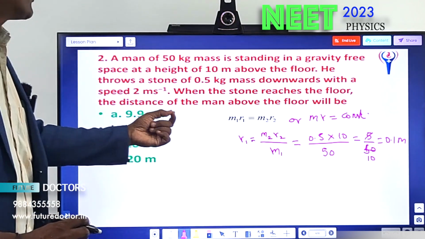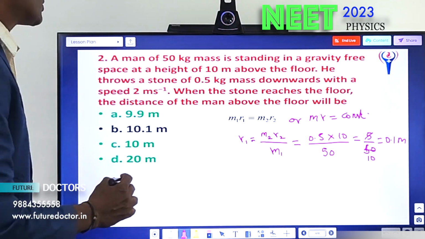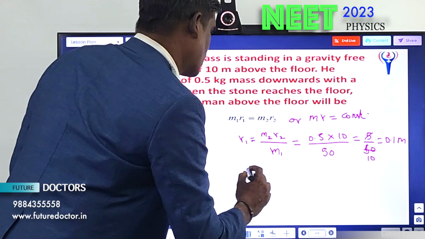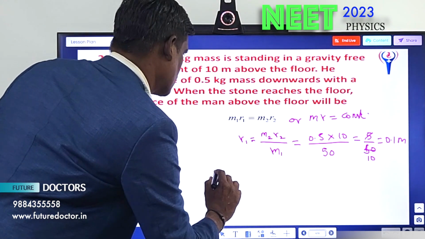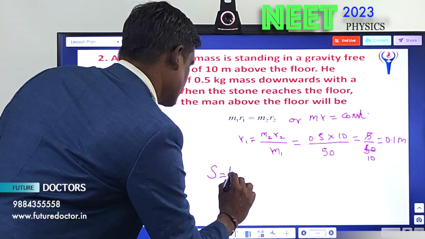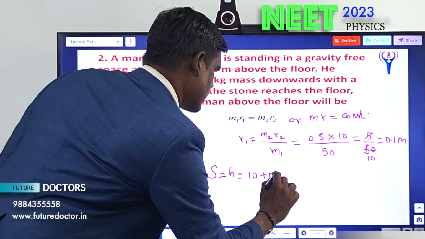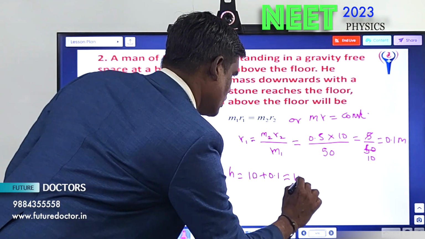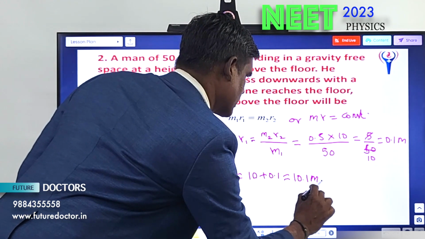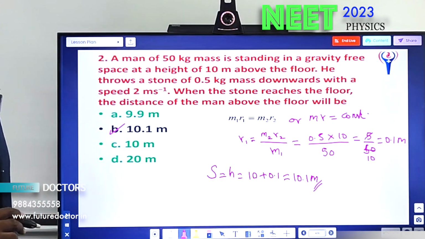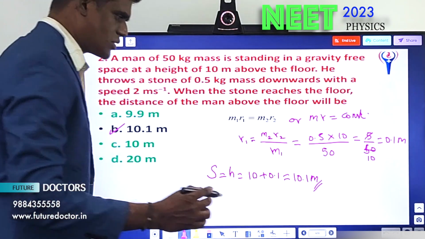Question is, distance of the man above the floor will be. So 10 plus 0.1, that is the distance of the man above the floor. h equal to 10 plus 0.1 equal to 10.1 meter. Option B is the correct answer. Let's move to question number 3.